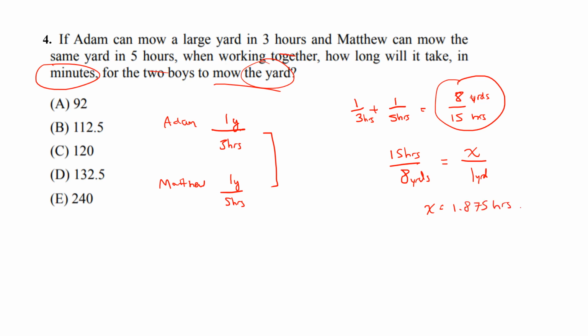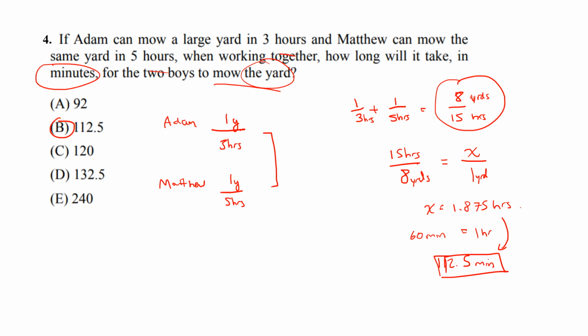They're asking very specifically how many minutes it will take. Okay, we know there's 60 minutes to an hour, so we'll multiply this by 60. We'll get a final answer of 112.5 minutes for the two boys to complete. Oops, that's not well written. There we go. 112.5 minutes to finish mowing the 1 yard. That's choice B.